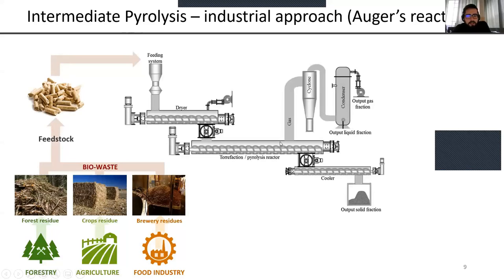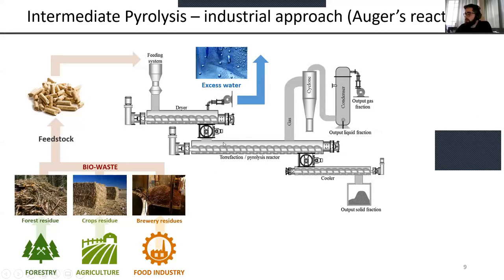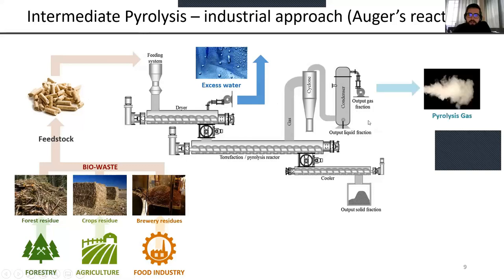Then this feedstock is processed in this particular scheme in the auger reactor. Firstly, biomass is fed through the feeding system into the dryer. And here we remove excess water, which is a kind of ballast and is not needed for further processing. Then the biomass goes into the main reactor, the torrefaction pyrolysis reactor, where this biodegradation really takes place, the conversion of the biopolymers, the biomass itself. And this produces volatiles, the gases, and they go through the cyclone and the condenser. Non-condensable gases are treated as the pyrolysis gases, and the condensables from the condenser are called bio-oils.